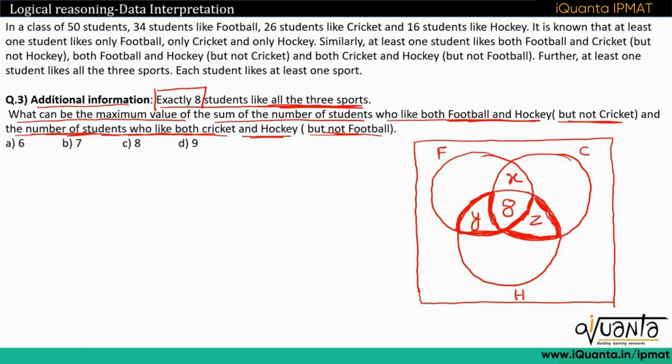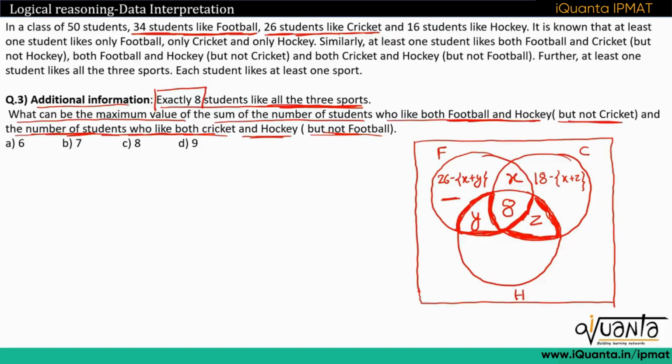We know that the value of the set of football, which was given to us over here, is that 34 students like football. So the value of the whole set of football must be equal to 34. So this region over here must be equal to 26 minus X plus Y. If you add all the regions in the set of football, you will get 34. Similarly, 26 students like cricket. So the sum of values of all the regions in the set of cricket must be equal to 26. We already have 8, X, Z in the set of cricket. So this region must be equal to 18 minus X plus Z. I hope this is understood.